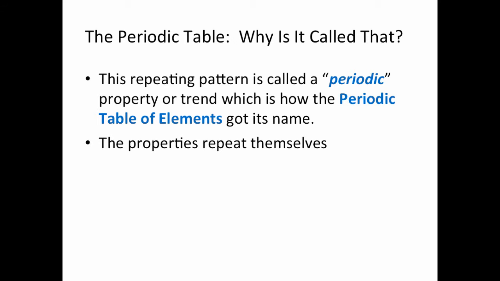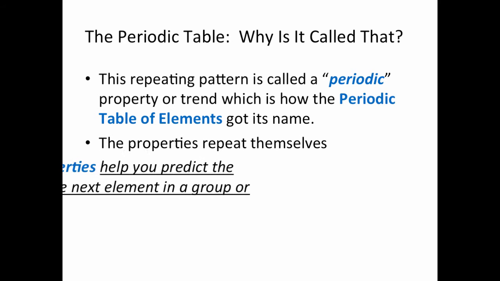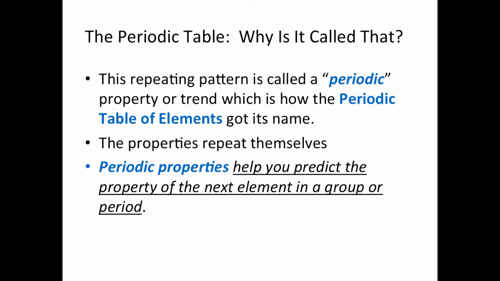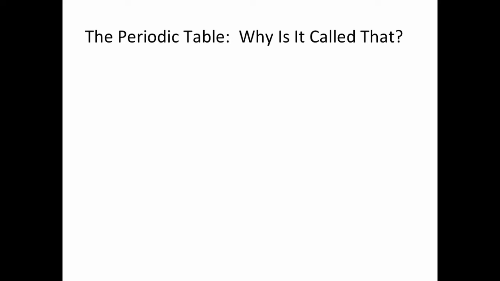If we're looking at the groups, we see that everything in the same group has the same properties because of their valence electrons, and that these properties repeat themselves as the pattern goes on. Periodic properties help to predict the property of the next element in a group or period.